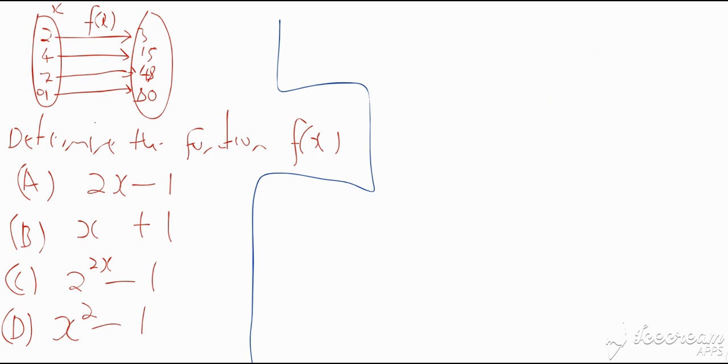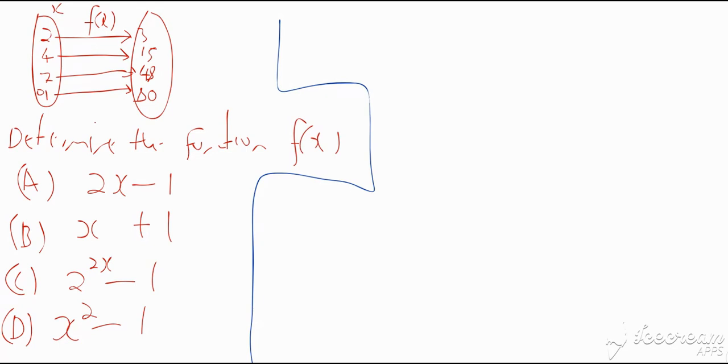Now, what we have here is a mapping diagram. We have our x values, which is really our domain, and then we have our f of x values, which is really our codomain, and more specifically, it is a range in this case. So determine a function f of x. Now, the easiest approach for this question is to apply trial and error.